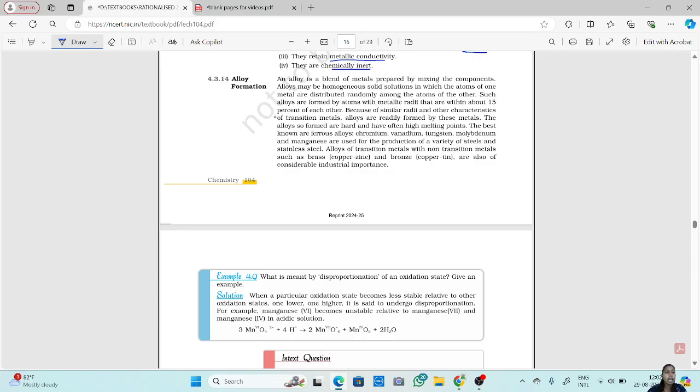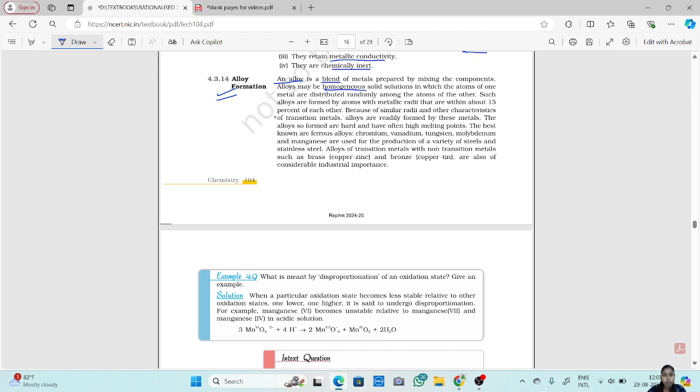Now next is the alloy formation. Now what is an alloy? An alloy is a blend of metals prepared by mixing the components. Okay, an alloy is a blend or a mixture, basically a mixture of two or more metals prepared by mixing the components. An alloy may be a homogeneous solid solution in which the atoms of one metal are distributed randomly among the atoms of the other. So alloys can be homogeneous where both are randomly distributed along with each other.